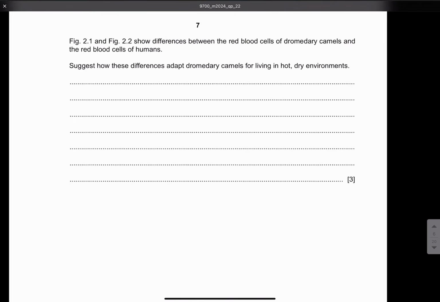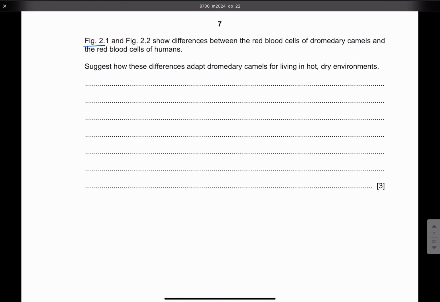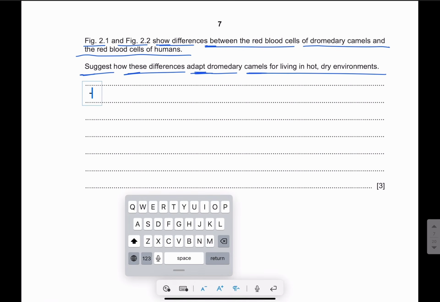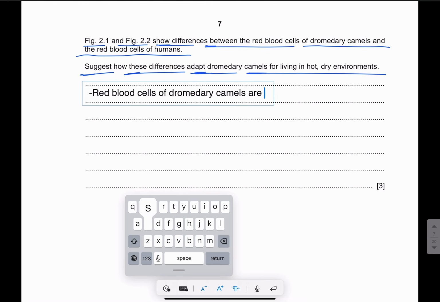All right. Figure 2.1 and figure 2.2 show differences between the red blood cells of dromedary camels and the red blood cells of the humans. Suggest how these differences adapt dromedary camels for living in hot, dry environments. So as I told you, we will say that red blood cells of dromedary camels are smaller than human red blood cells.